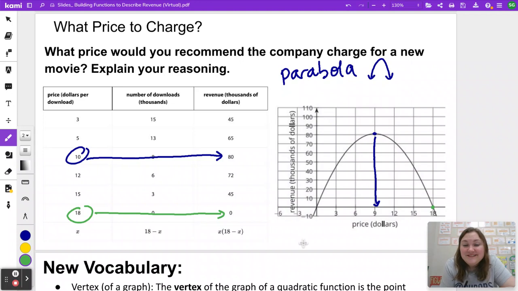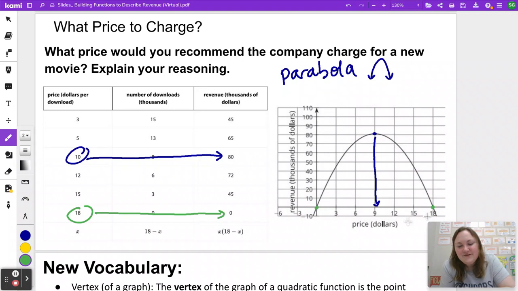There's one other place on this graph that shows that they wouldn't make money, and it's right here. And that hopefully makes sense as well. If they set the price of their movie at $0, they're definitely not going to make money. If you're selling free movies, how are you going to make money?